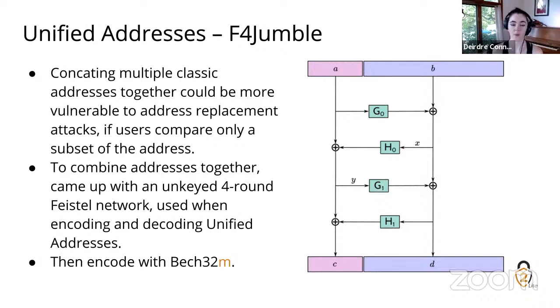So to avoid possible attacks that would leverage that very human thing, instead of just concatenating all these addresses together, we came up with a Feistel network, a 4-round Feistel network called F4 Jumble, which literally takes in all of the addresses and jumbles them up as part of encoding into a unified address, so that it'll always come out with the encoded address in a secure manner. And then that resulting byte string is encoded with Bech32m, similar to how Sapling was originally encoded with Bech32 and then supported Bech32m.